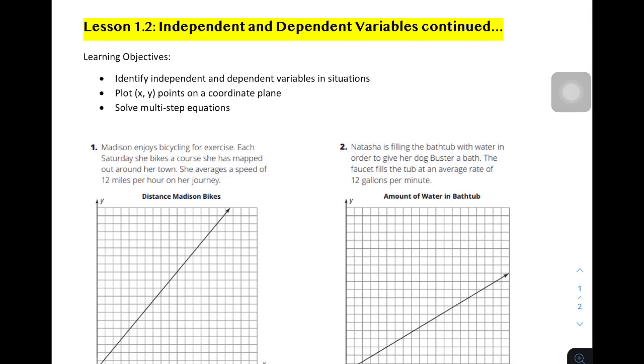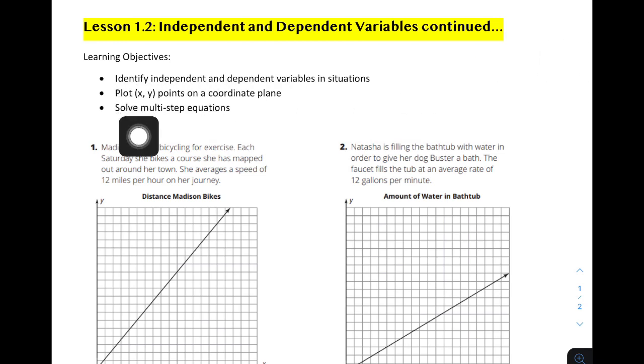Hello, Math 1. Lesson 1.2, still talking about independent and dependent variables. And then we have a couple learning objectives that are mostly review. So the first learning objective is to identify independent and dependent variables in situations. That's the same learning objective from our first lesson.